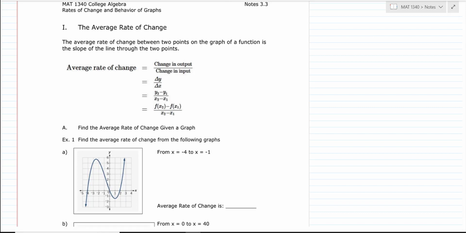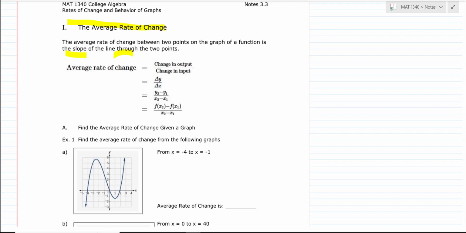So basically what an average rate of change is, it just means you're finding the slope of a line that passes through 2 points. If you're going to take calculus, I know a lot of you have to, you'll deal with the slope extensively. It's a big deal in calculus.